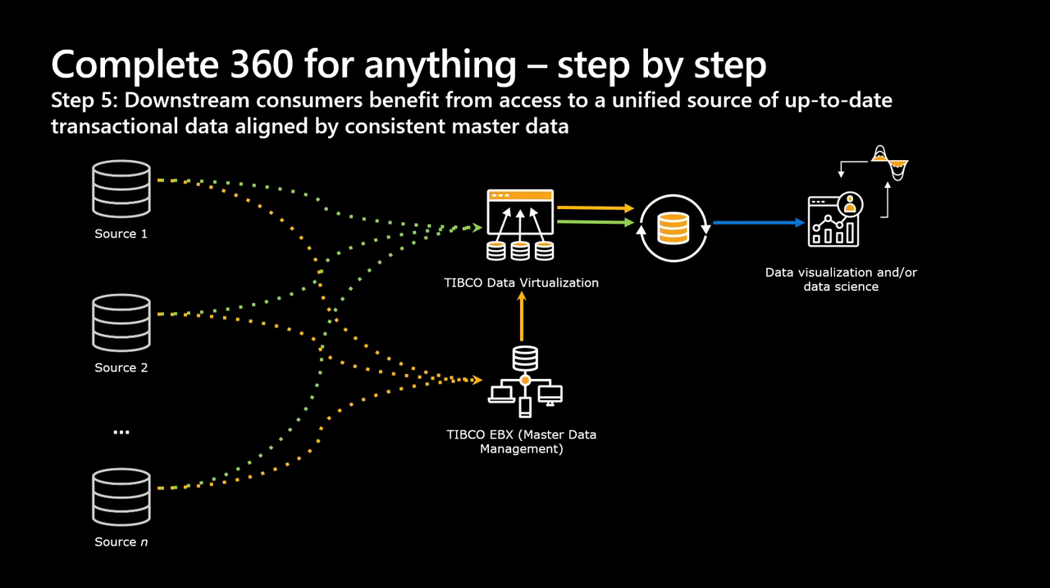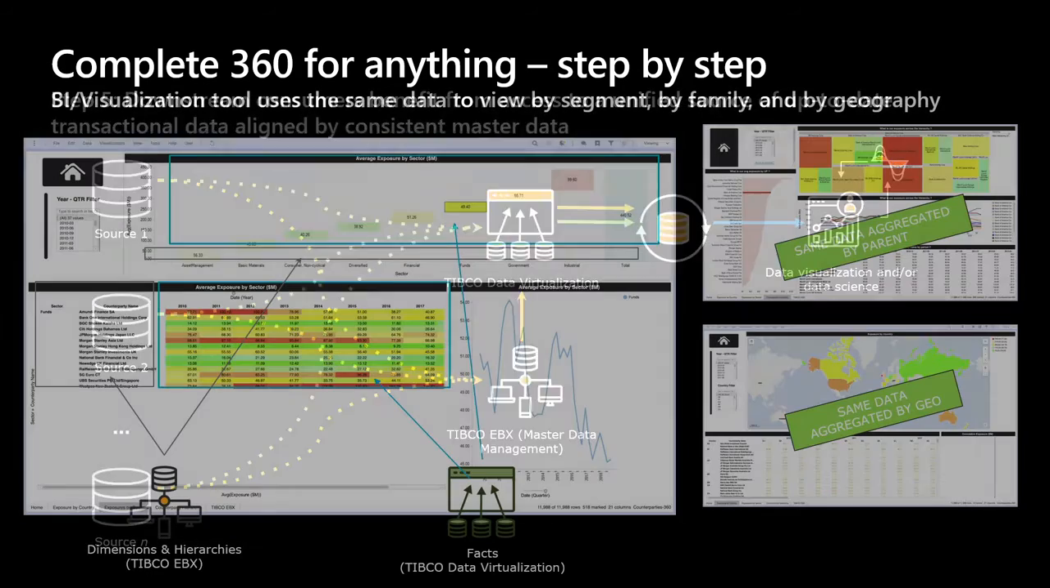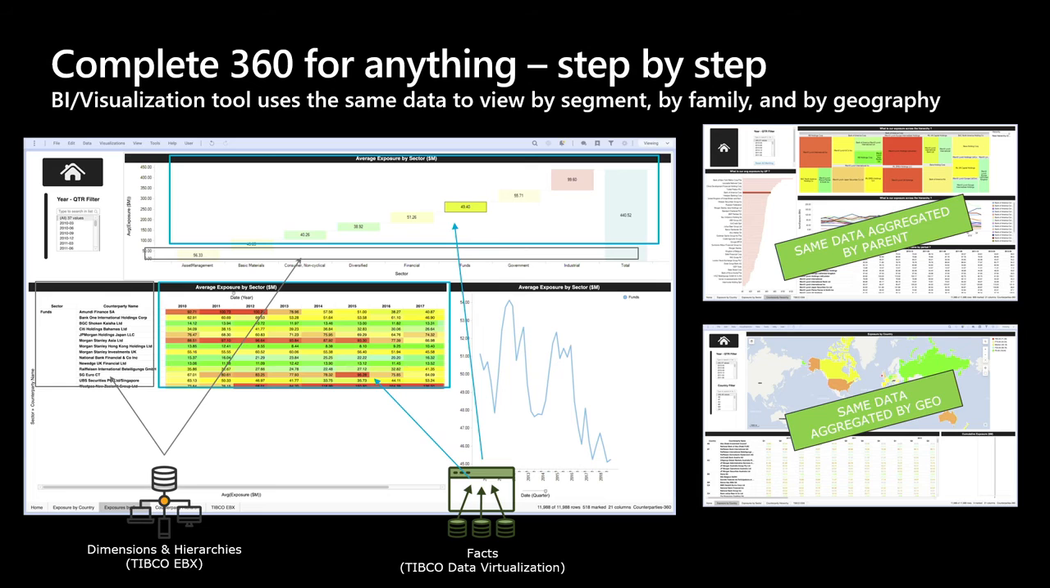Now step five is that the downstream can feed either business intelligence platforms, data science applications, data visualization applications, or any sort of operational application as well that needs that view into that complete picture. So now we have a sample of some visualizations created where we can see the same data by segment, by family, by geography.